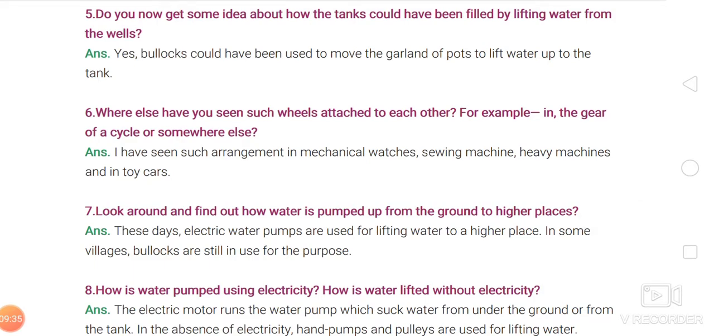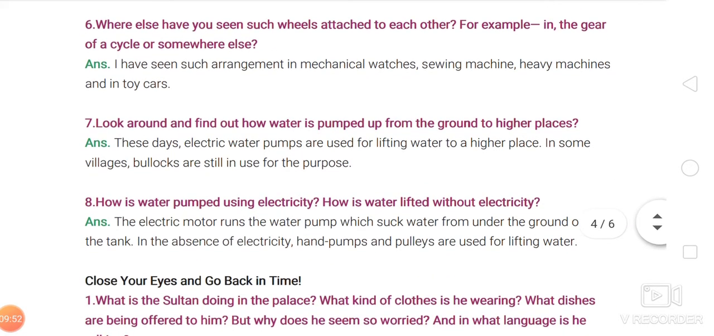Do you now get some idea about how the tanks could have been filled by lifting water from the wells? Yes, bullocks could have been used to move the garland of pots to lift water up to the tank. Where else have you seen such wheels attached to each other? For example, in the gear of a cycle or somewhere else. I have seen such arrangement in mechanical watches, sewing machine, heavy machines, and in toy cars.